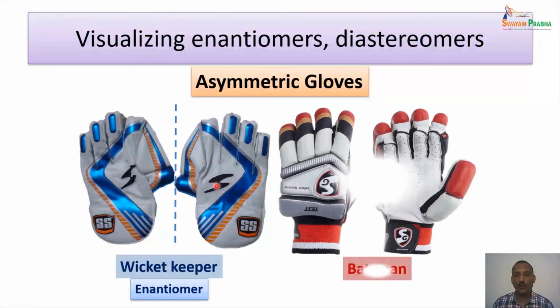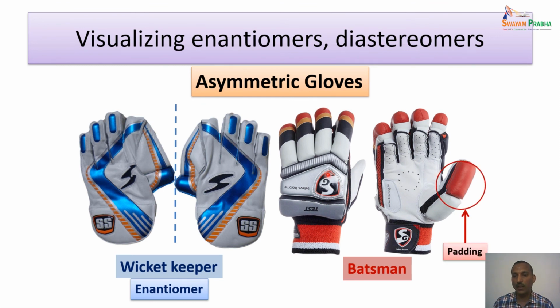If you go to the other one, the batsman glove, is it an enantiomer or a diastereomer? If you look very carefully, you will see the difference. In the batsman glove, you have padding on the thumb, which is missing on the other. This is a left hand glove, and this is the right hand one where the padding is present, and this is the left hand glove which goes inside when you hold the bat.